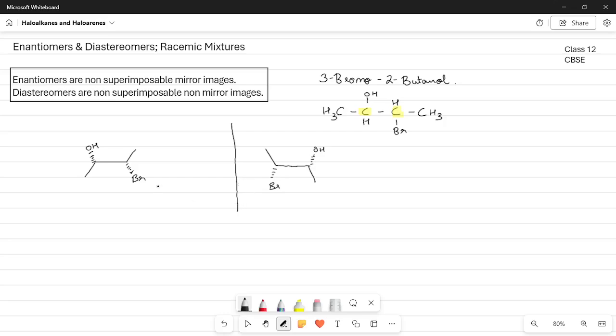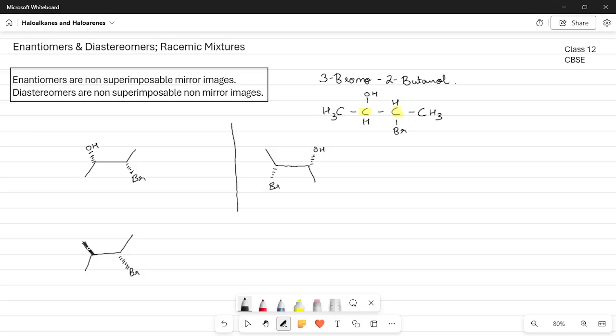Now, another way for us to write the same compound is basically, so this is your main carbon structure, the 4 carbon atoms, and we're going to assume that you have the bromine atom going behind the plane, and you have the OH, the hydroxyl group that is coming towards us.